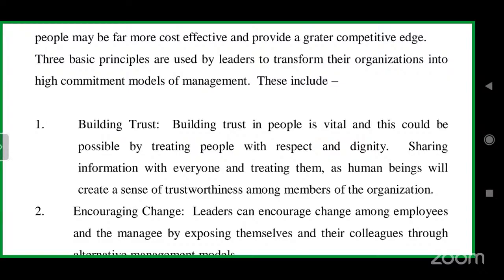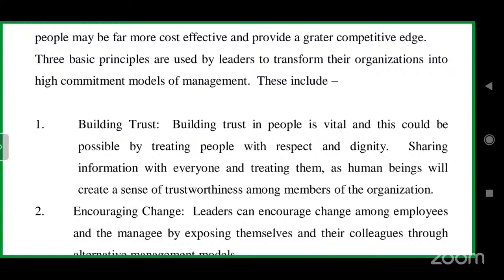Sharing information with everyone and treating them as human beings. We have to share information with the employees or with the group or the team members. This will create a sense of trustworthiness among members of the organization. That's what building trust between the employees, managers, or the people in the group or team is.